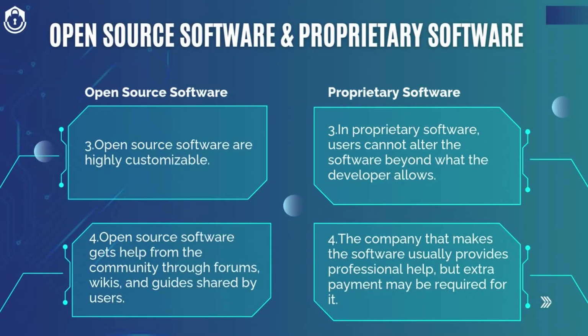Next, open source software is highly customizable. Users can modify the software to meet their specific needs. But in the case of proprietary software, users cannot alter the software beyond what the developer allows. Open source software gets help from the community through forums, wikis, and guides shared by the users. For proprietary software, the company that makes the software usually provides professional help, but we may need to pay extra for it.